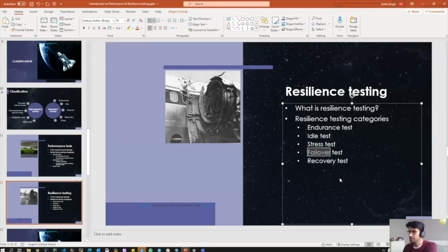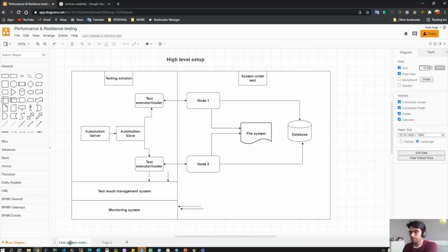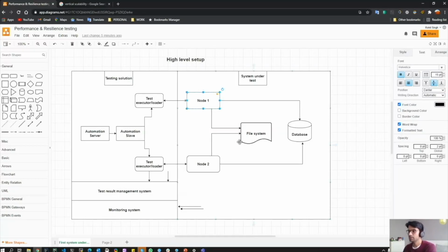What is a failover test? If one node in your system fails, for example, here, if this node fails, the user of the node must be redirected to another node. In this case, I have not put a load balancer here, but usually in the middle there is a load balancer. This test executor will send the request to the load balancer, and if one of the nodes fails, then all the requests should be redirected to different nodes.